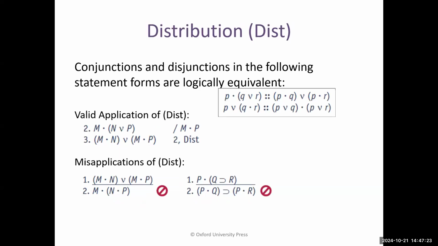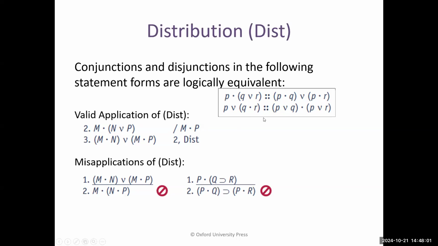Here it is. If you've got a series of dot then wedge, or wedge then dot, you can do distribution. But here's how this works. It's quite different. If you've got P and Q or R, that's logically equivalent to saying that either P and Q are both true, or P and R are both true. Because P is definitely true; it's just which partner he's got. It's one of those two. Or if you've got P or Q and R, that's logically equivalent to P or Q, and P or R.